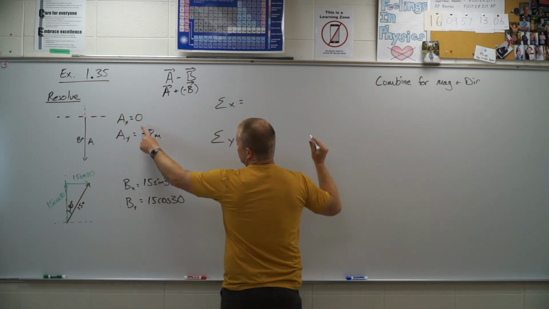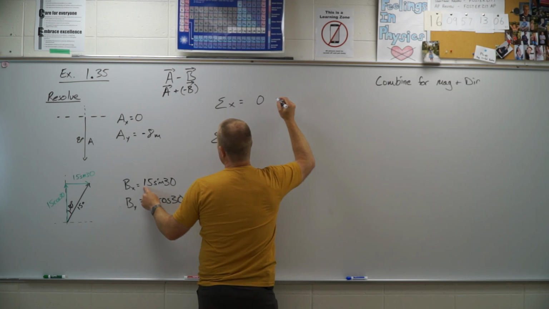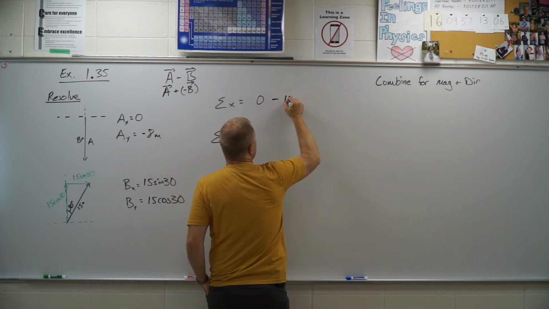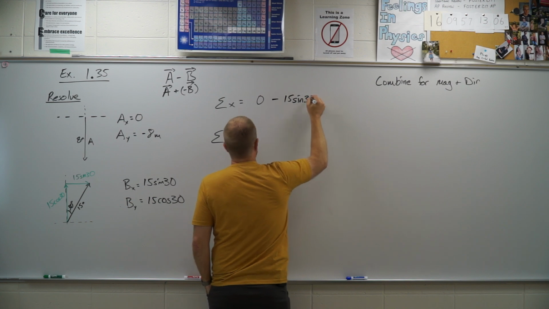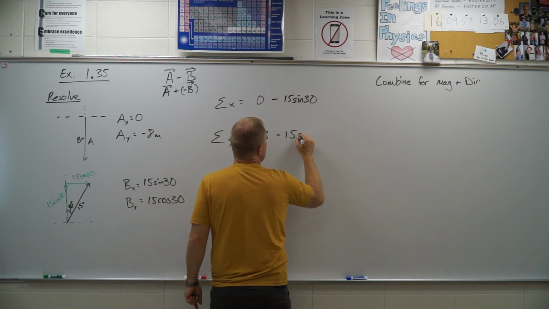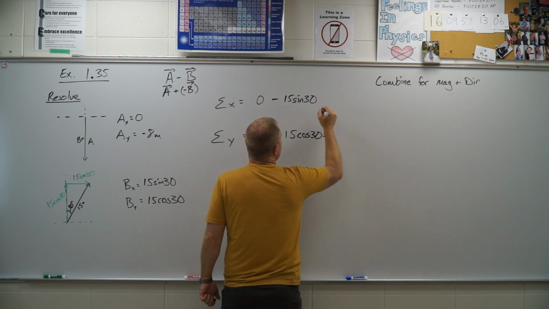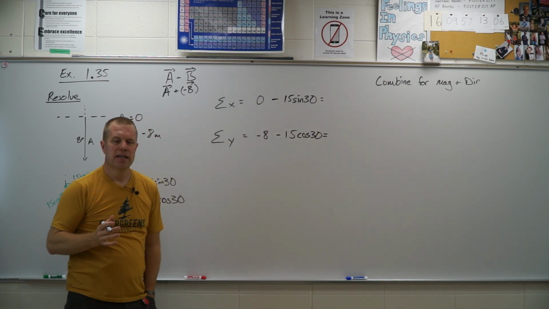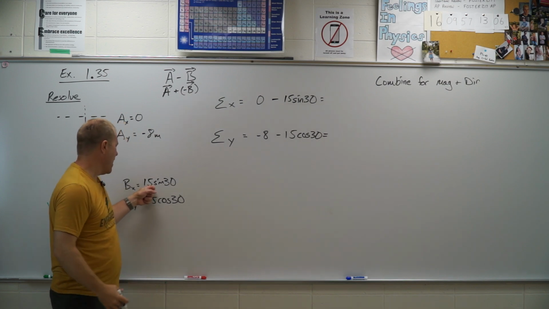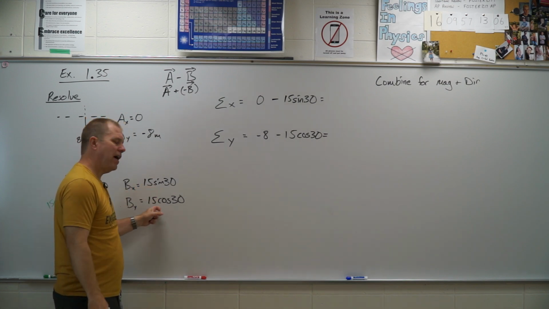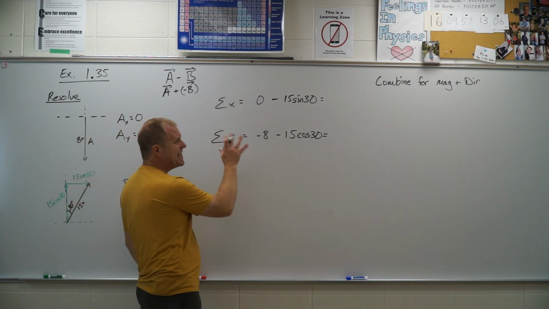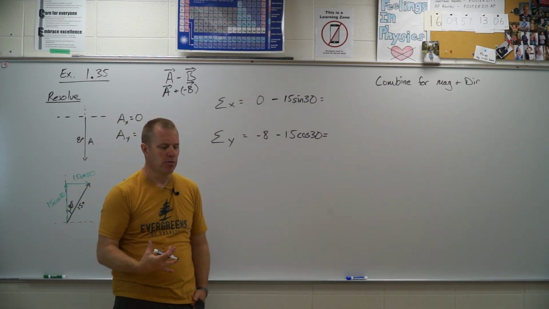So let's go ahead and do that. So we have 0 plus or minus, however you want to think about it, plus a negative or minus a 15 sine 30. And then we have negative 8 minus 15 cosine 30. Don't worry about writing these numbers out necessarily as you're going. Like, I didn't figure out that this was 7.5 and this was something else. I just wrote them in, okay? It's not until you get to this step where you're really gonna wanna keep those numbers.